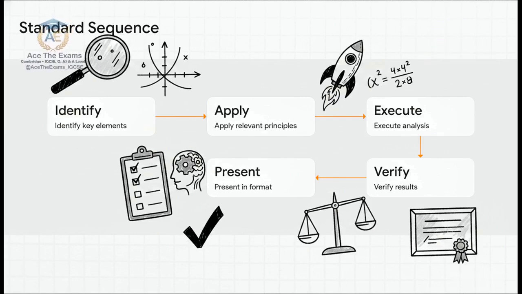1. Identify the key elements, the parameters of the problem. 2. Apply relevant principles, your DROIC checklist. 3. Execute your analysis clearly. 4. Verify and evaluate your results to ensure they fit system constraints. And 5. Present your final format, linking it back to the context. That sequence right there is how you survive a system failure.